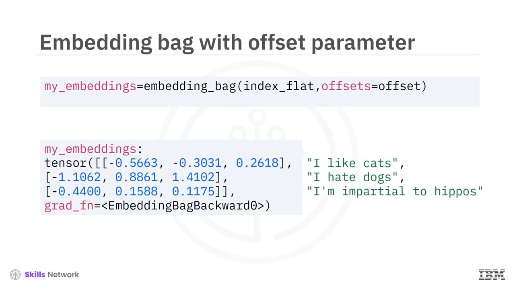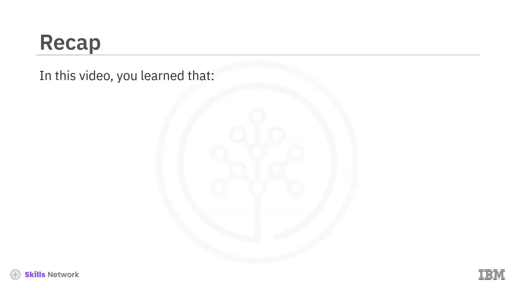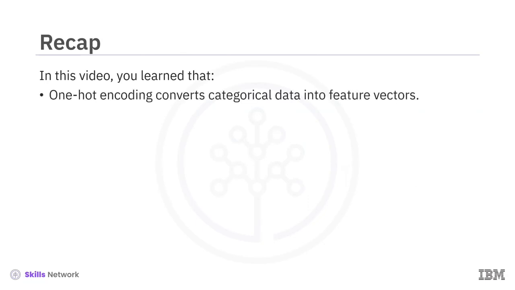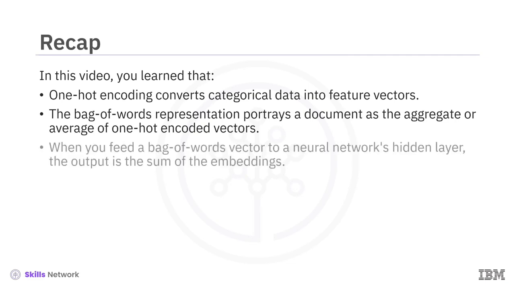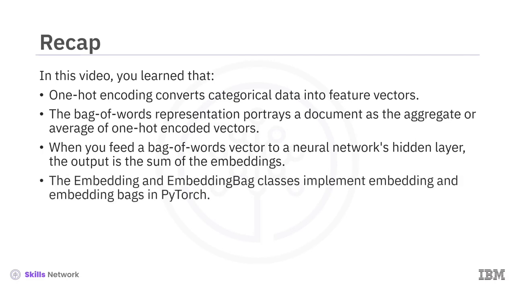Let's now recap what you learned. In this video, you learned about one-hot encoding, bag of words, embedding, and embedding bags. One-hot encoding converts categorical data into feature vectors. The bag of words representation portrays a document as the aggregate or average of one-hot encoded vectors. When you feed a bag of words vector to a neural network's hidden layer, the output is the sum of the embeddings. The embedding and embedding bag classes are used to implement embedding and embedding bags in PyTorch.